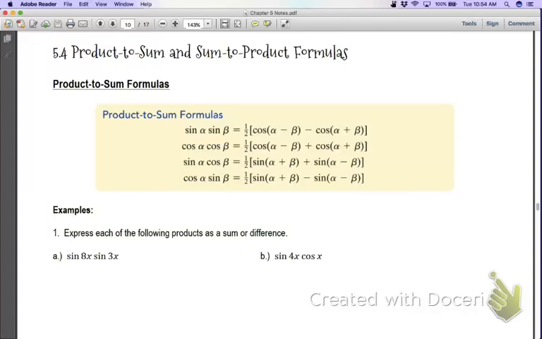Alright, here we're going to do kind of an abbreviated version of section 5.4, product to sum and sum to product formulas. You have all of these on your reference sheet. They're in the bottom right hand corner. We'll talk about product to sum first.